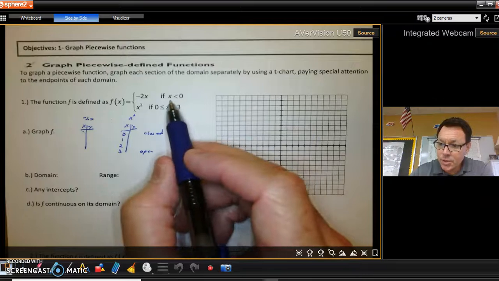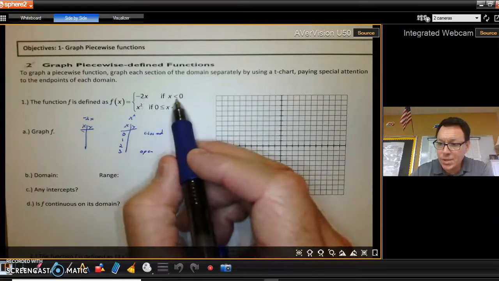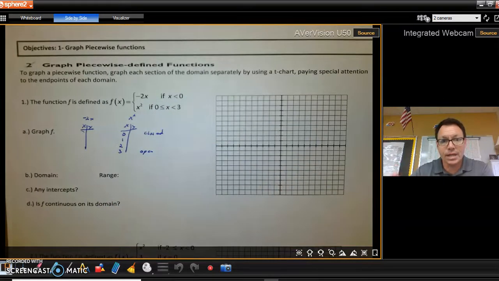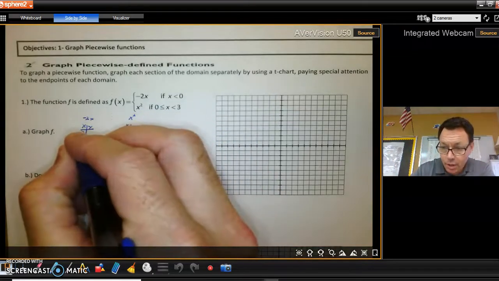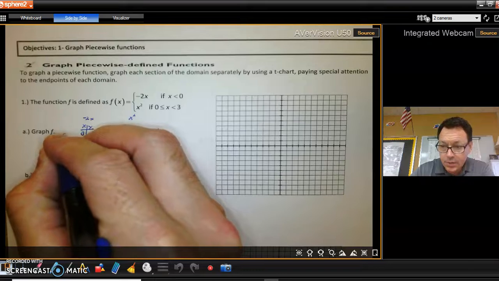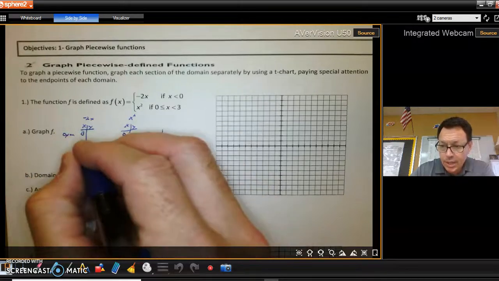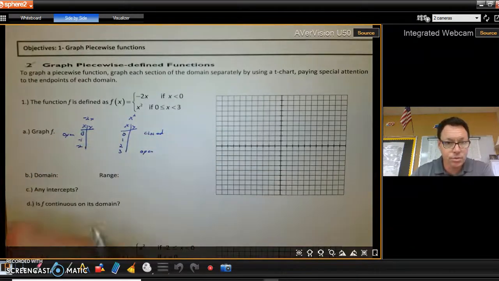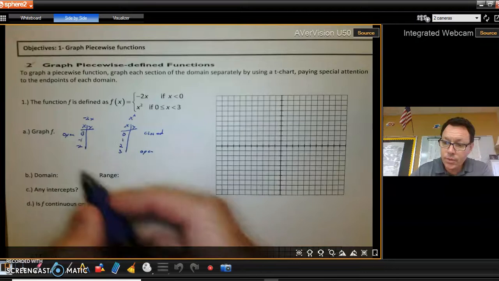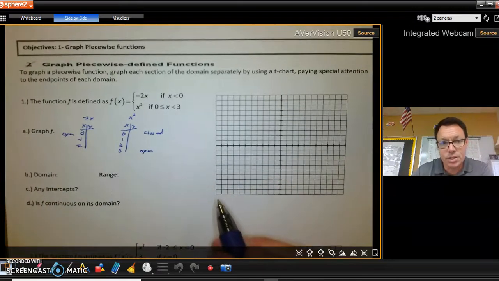This one says we're supposed to use this function for values less than 0. So negative 1, negative 2, negative 3, but also as we get closer and closer to 0. So we are going to start with 0, but that's going to be an open circle. And then negative 1, negative 2, and so on. Okay, so these are my x values that I need for each t-chart.